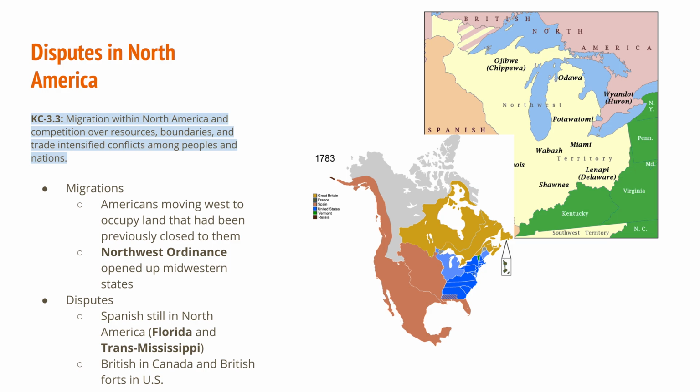And so it was going to determine how people were going to be able to purchase this land and then later settle on it. There are still other European powers in North America at this time that will lead to disputes. So the Spanish are still in North America, in the Louisiana Territory and in Florida, and then the British are still in Canada. So there are still going to be disputes between these European powers.